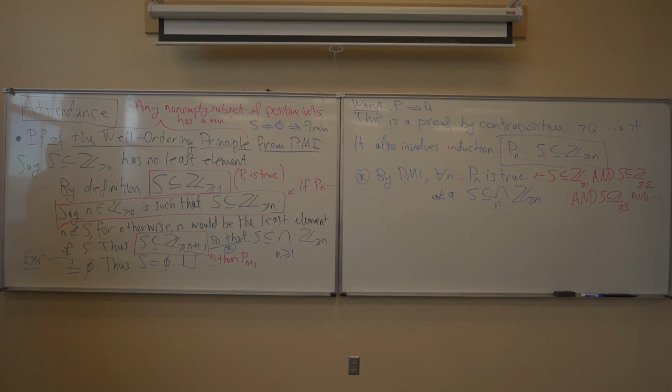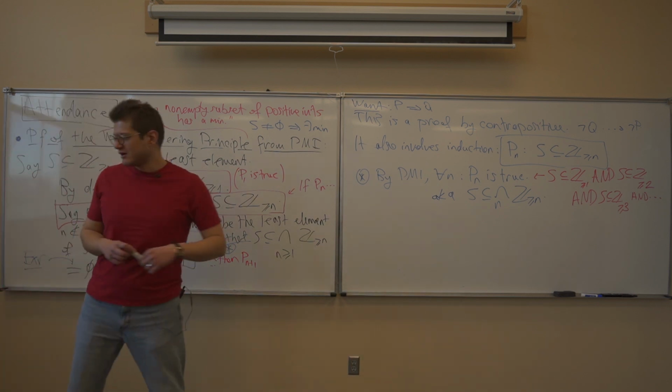Okay? Yes? If you were going to do this as a proof by contradiction, what would you have started with? What do you think? I feel like it's kind of hard because you have any non-empty subset of positive integers, and it's kind of hard to negate both of those. Okay. That's a nice idea, actually.